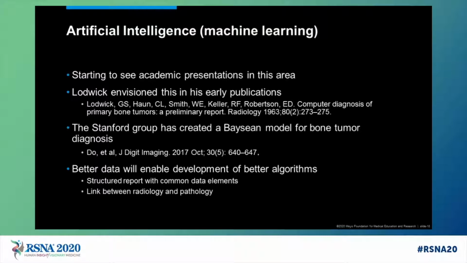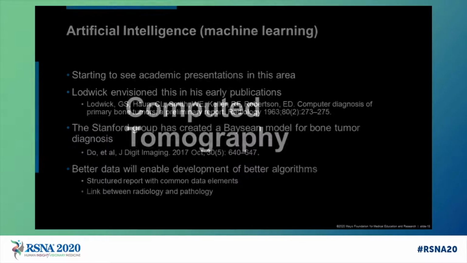There's also been work in artificial intelligence. We're starting to see a lot of academic presentations in this area. Interestingly, Lodwick himself envisioned this in his early publications. A Stanford group has created a Bayesian model that implements the idea that Lodwick had in mind. With better data, we'll be able to develop even better algorithms. This is going to require us to create better radiography reports with common data elements and likely provide a link between our radiology data and the pathology data from our biopsies.